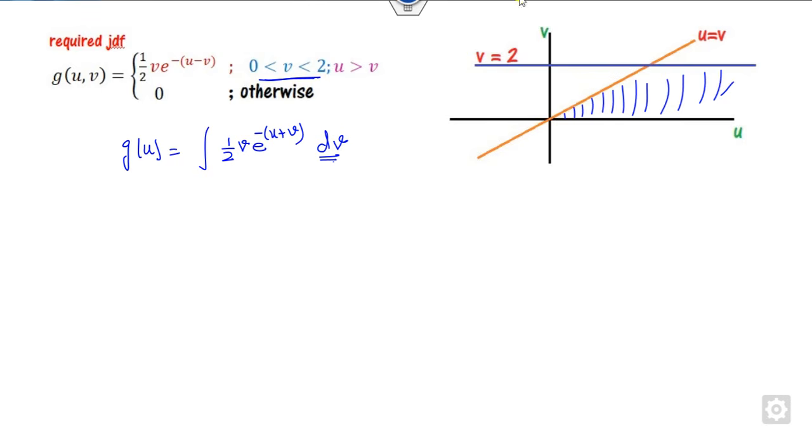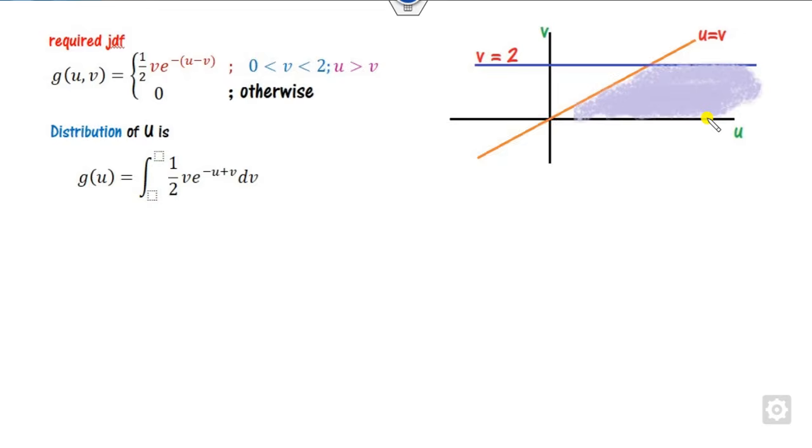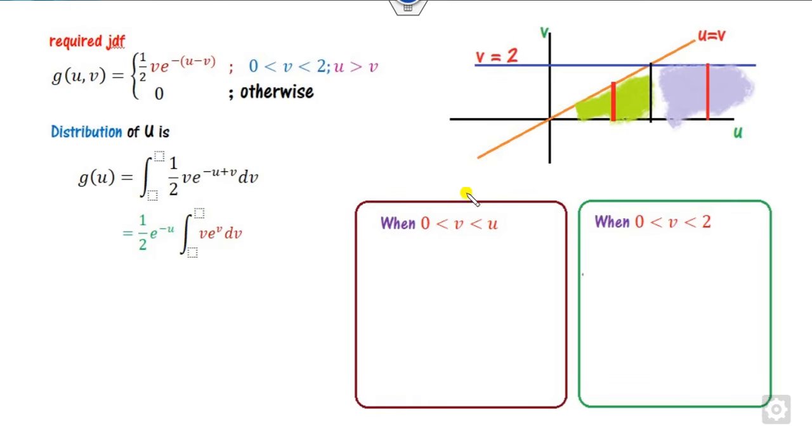Whenever we want to take the limits on v, we can take this vertical strip either on this side or on this side. If the limits are the same, then we can integrate it, from 0 to u. But here it's from 0 to 2 as well. Since there are two different limits, we can divide the region here. We call this region 1 and this region 2. So we will compute them as two different cases. The first is from 0 to u, and the second is 0 to 2.